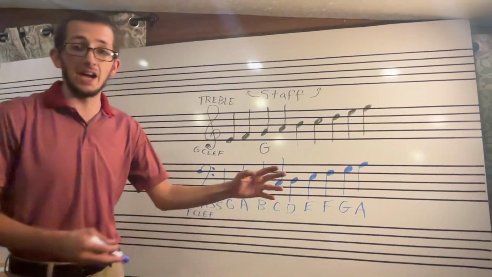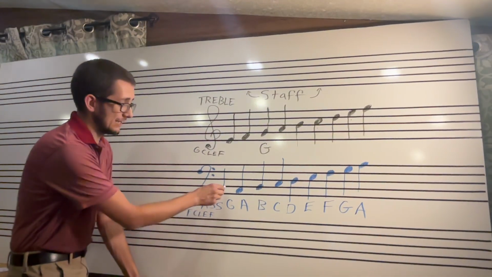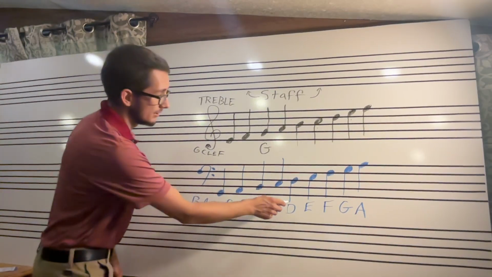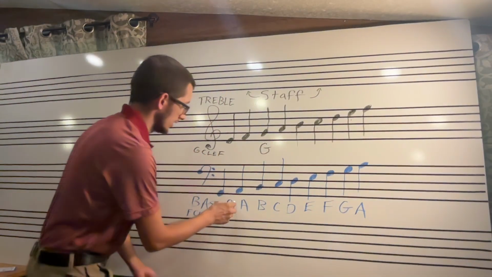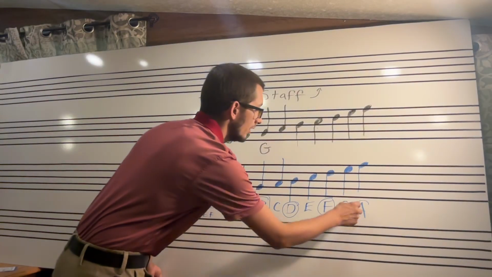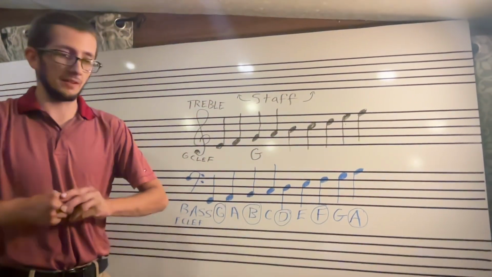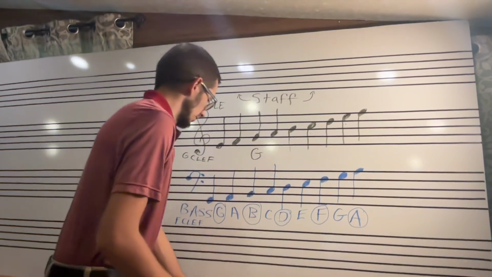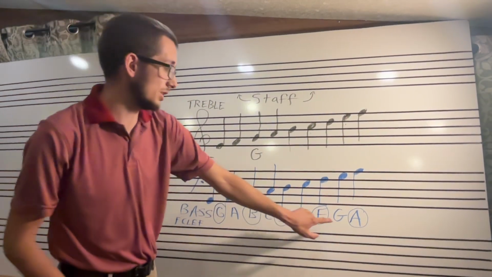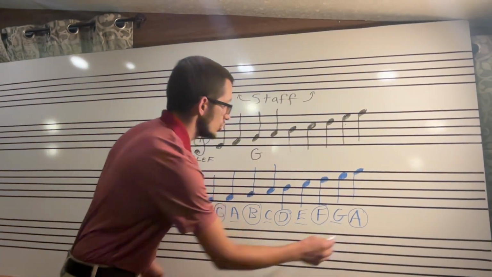So we got 5 lines and 4 spaces. The lines of the bass clef have the notes G, B, D, F, and A. I'll circle them there. G, B, D, F, and A. Those are the lines of the bass clef staff. And the spaces are the notes A, C, E, and G. A, C, E, and G.